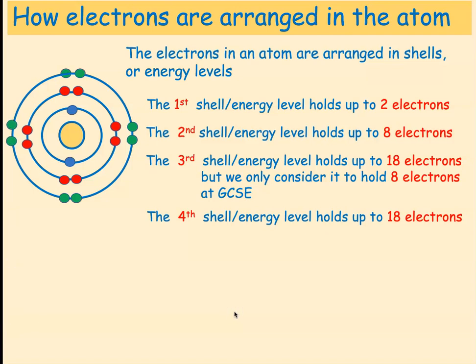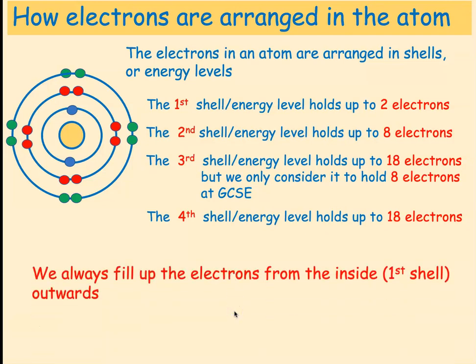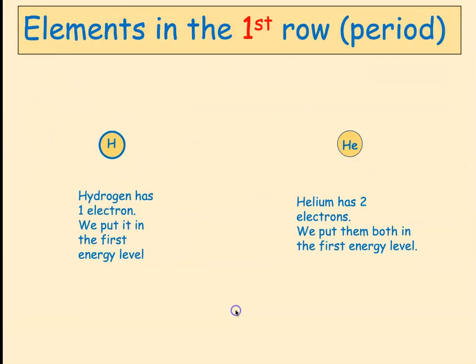And we just carry on filling them up like that. The important thing to remember is we always fill from the inside outwards. We fill them up until the shell is full, and then we make another shell. So we're going to go through the first 20 elements in the periodic table.